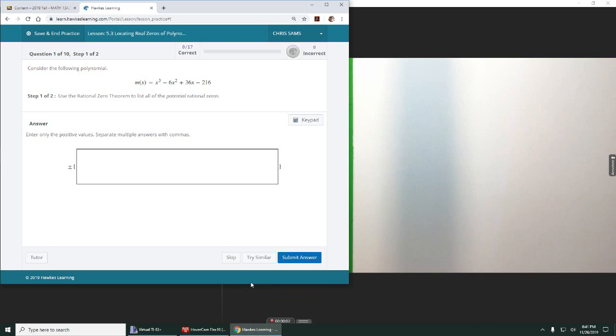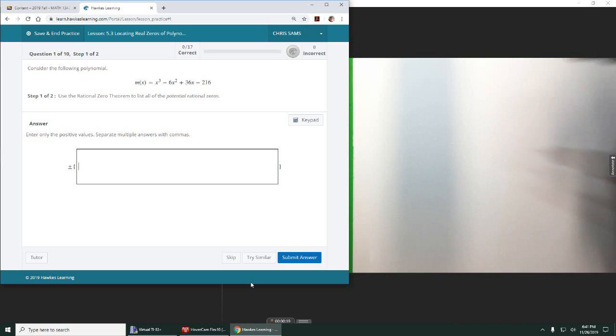Okay, so we're in 5.3. We're going to be locating real zeros of polynomial functions. This first problem has two parts. The first part says use the rational zero theorem to list all of the potential zeros.